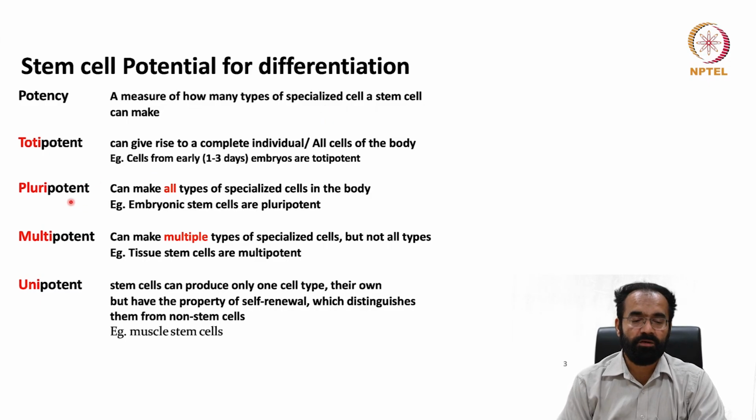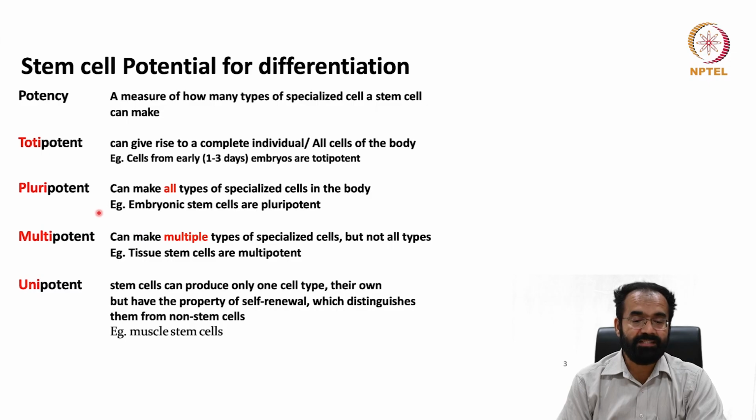Pluripotent means one step below totipotency: it can make all types of specialized cells in the body, but not a total organism. Say if you put a totipotent cell in a womb, in a uterus, it will give rise to a functional, full-fledged organism. But if you put a pluripotent cell in the womb of a female, you will get a group of tissues, maybe a teratoma, a combination of cell types that forms a mass of tissue. Every tissue is formed, but it is not an organism. Then comes multipotent.